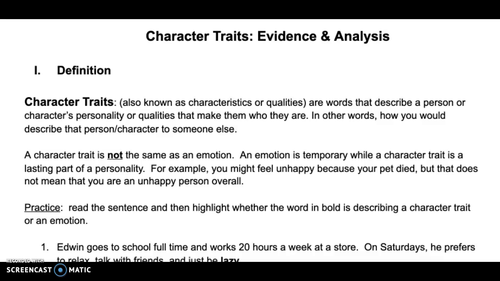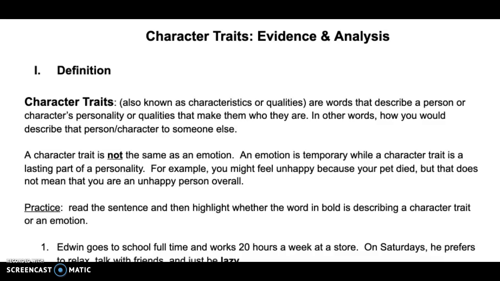This is a lesson titled Character Traits, Evidence and Analysis. You should have your student copy of this document in front of you, and you will be writing the answers in the areas that say response or just following the directions. Let's get started.